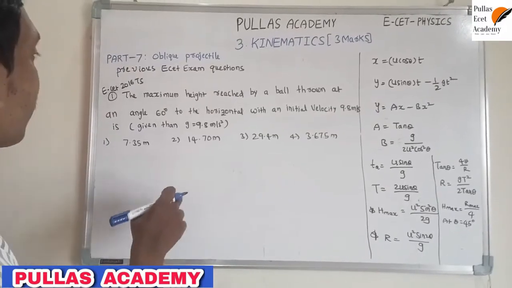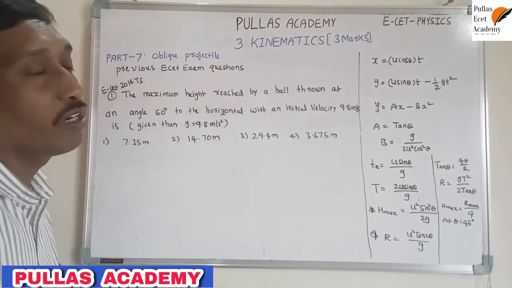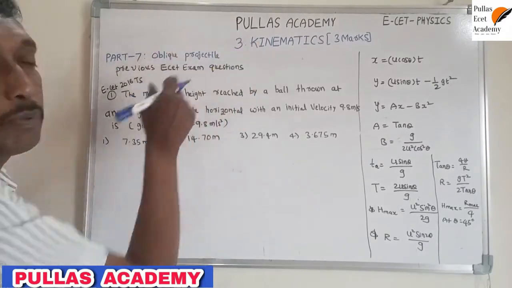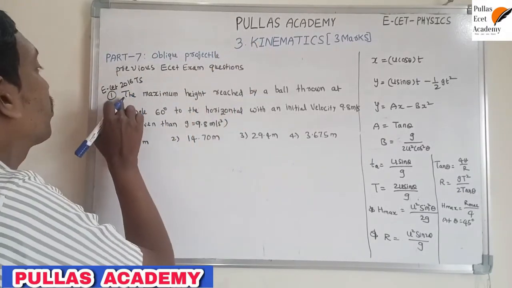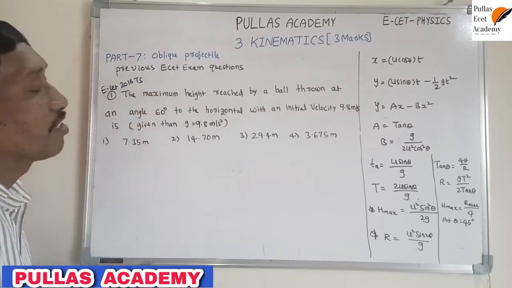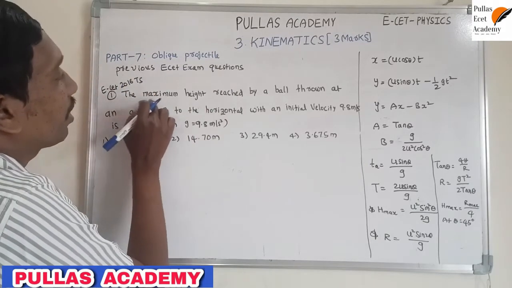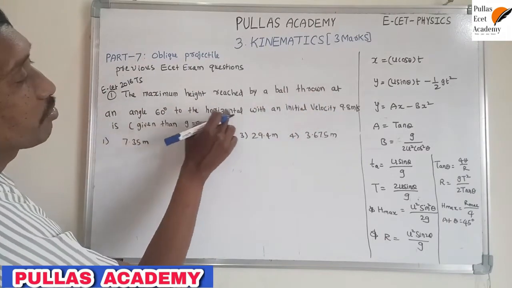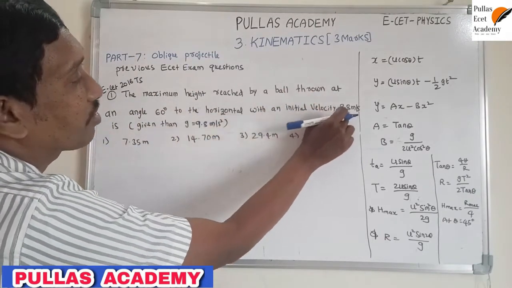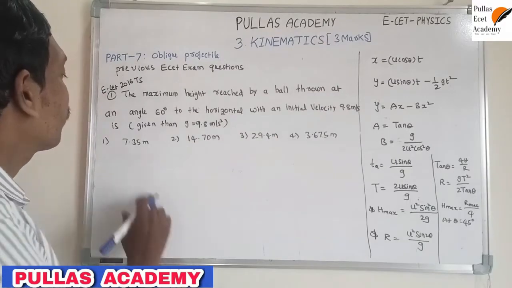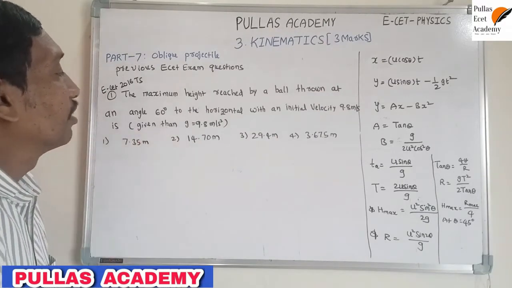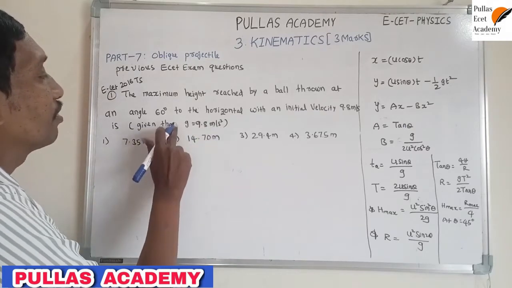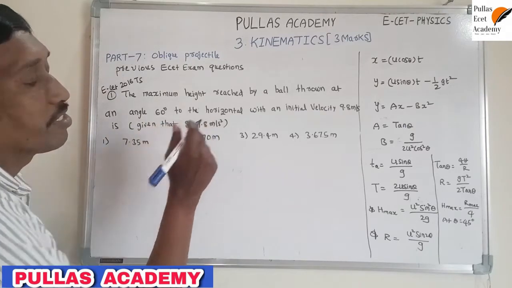Now we are going to discuss some previous ECET model questions. These are related to oblique projectile. The first question was repeated in the ECET 2016 TS paper. It is a simple question. The maximum height reached by a ball thrown at an angle of 60 degrees to the horizontal with an initial velocity of 9.8 meter per second is asked. Given that g is equal to 9.8 meter per second square.